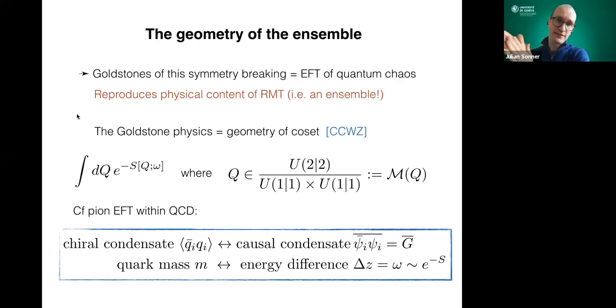Moreover, there's a nice geometric picture behind it, as was demonstrated to us in a very general sense already by Callan, Coleman, Wess, and Zumino. The way that you write the effective field theory is you use a coset description of the nonlinear realization of the symmetry. So we're going to write basically an integral over the coset. Q is some degree of freedom that parameterizes this coset, and the coset follows from the symmetry breaking principle.